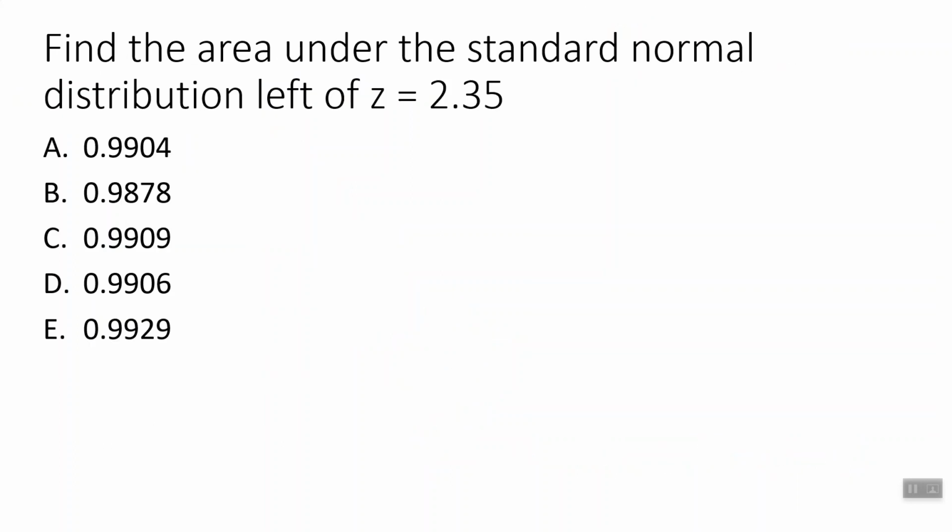All right, so here's an example. Find the area under the standard normal distribution left of z equals 2.35. All right, so we are working with z's, so that means we're dealing with a standard normal curve with the mean of 0 and a standard deviation of 1. Make sure we write that.